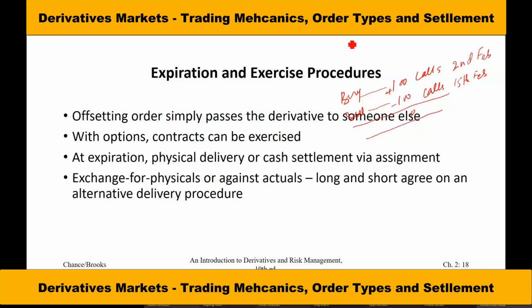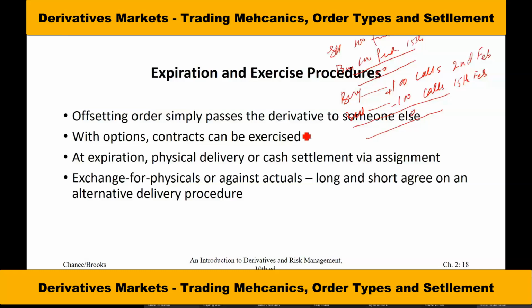Same is the case with futures. If I buy or sell futures, let's suppose I sell 100 futures today, and then what will I do? On the 15th of Feb, I will buy 100 futures, and then my position will be closed. So this is how it can be done in the exchange market. The same goes for buying futures and then selling them, and selling a call and then buying a call. So you can close the position.